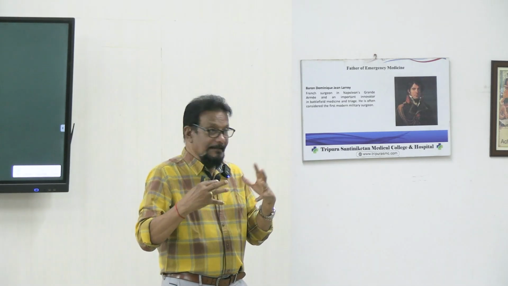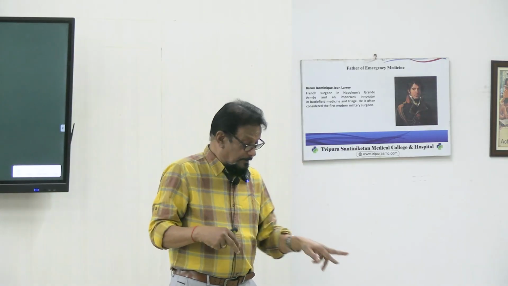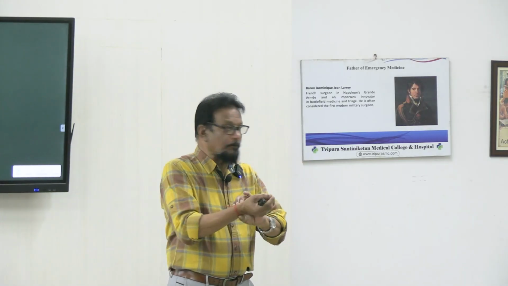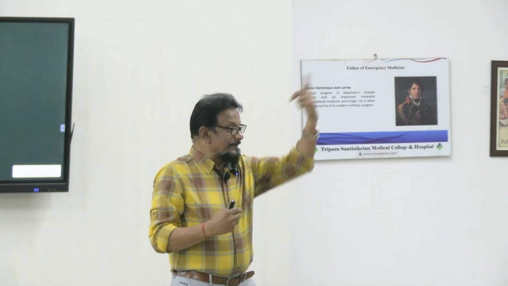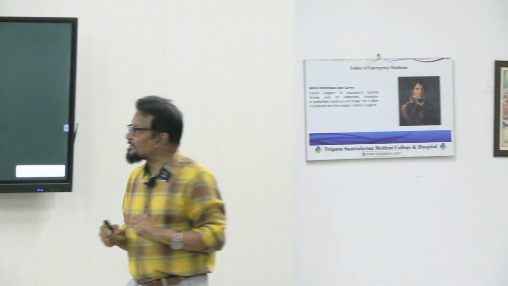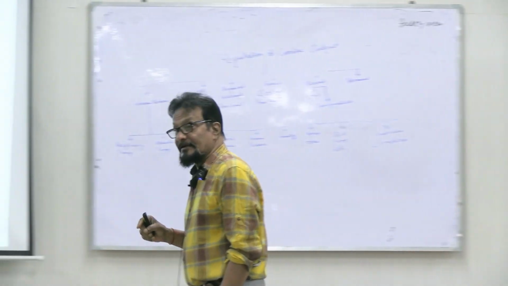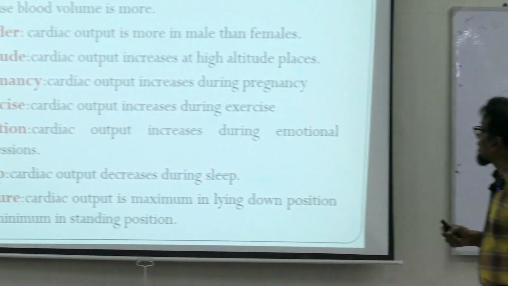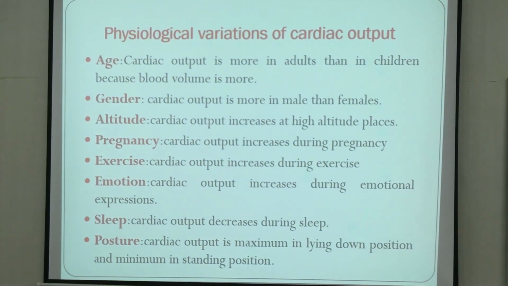But our body instantly takes action. Instantly, by reflex action, it increases the heart rate. That's why, while you are sitting or lying, see your pulse rate, and while you are in erect posture, you will see your pulse rate is increased. So by increasing the heart rate, you maintain the cardiac output, and thereafter no dizziness. You become normal. So this is the compensatory mechanism. So what are the factors? Age, gender, altitude, pregnancy, exercise, emotion, sleep, posture. So these are the factors that affect cardiac output.